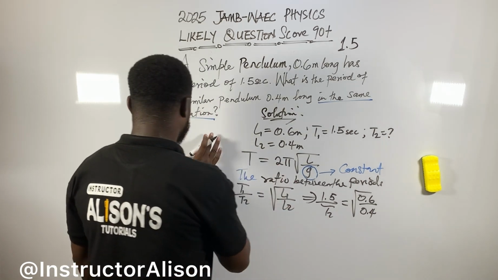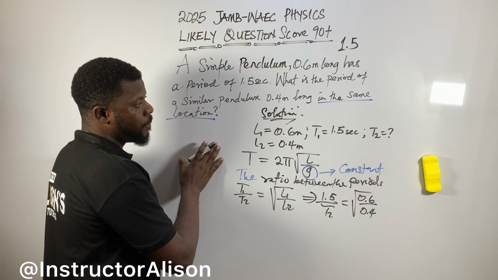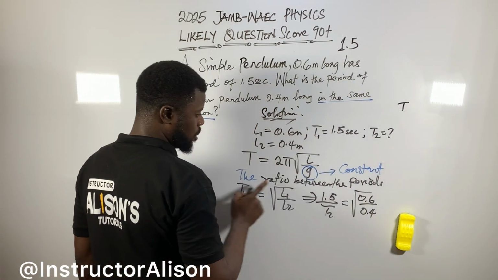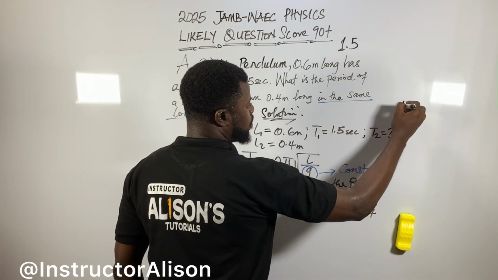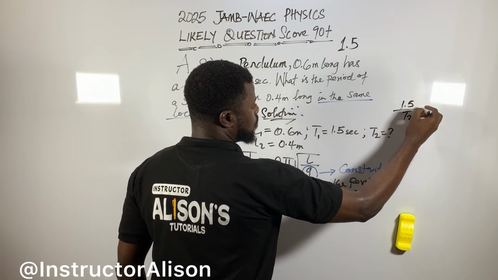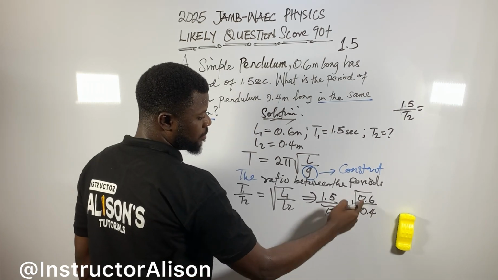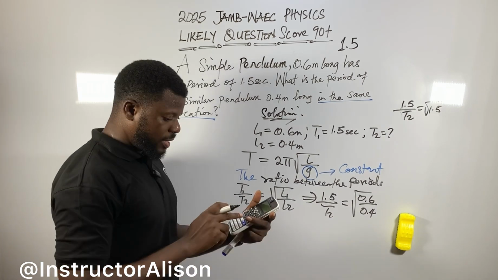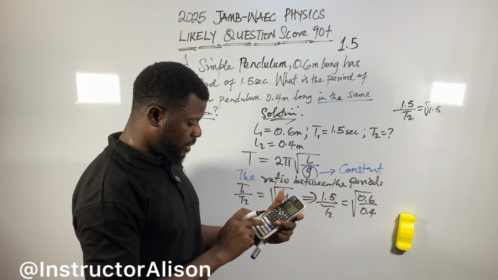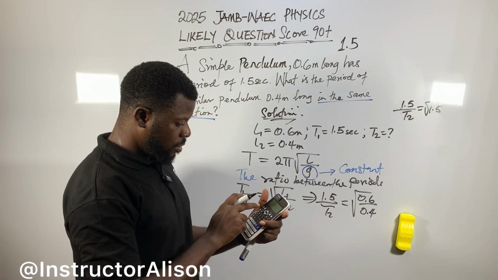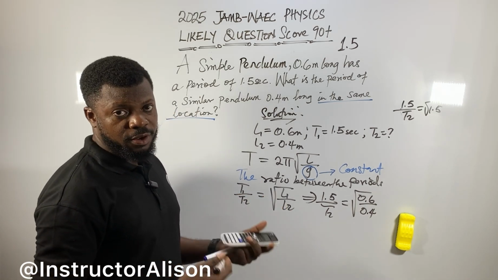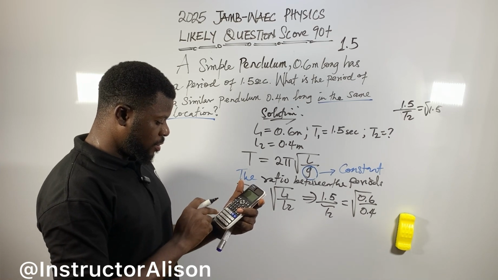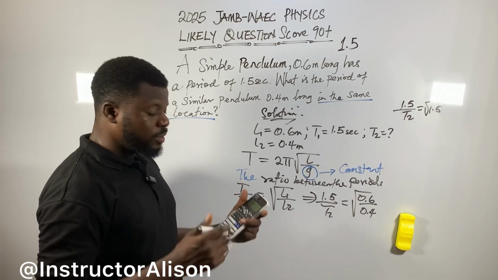So let me use this space. You can get T1, which is 1.5, over T2 equal to the square root of 1.5. If you don't want to do it like that, use a calculator and still do 0.6 divided by 0.4. Check what it gives you. 1.5 still on the calculator. Now check the square root of that 1.5. What does it give you?